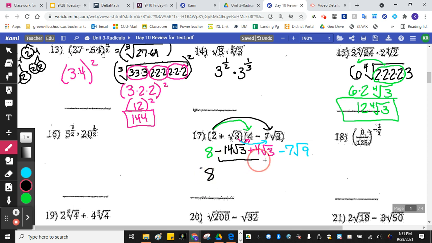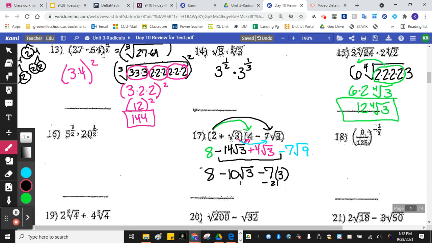When you have like terms, meaning they're both the square root of 3, you add their coefficients. Negative 14 plus 4, negative 10. You know the square root of 9? 3. So 7 times 3, 21.